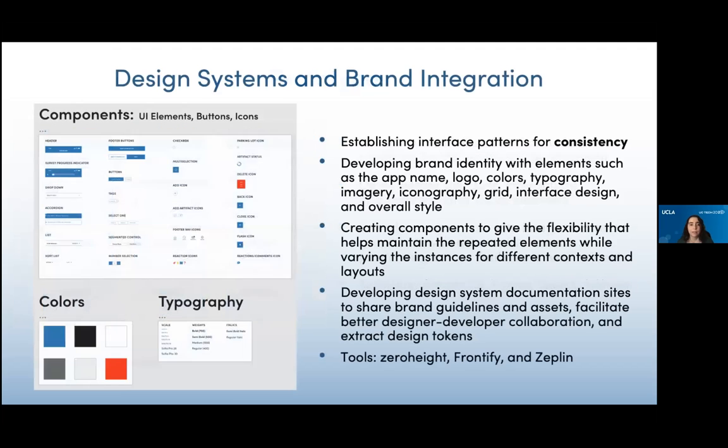Now we can organize these design specs into what are called design systems. And design systems are a great way to establish interface patterns for consistency. And they can include things such as colors, font styles, and components. And components are all of the UI elements, buttons, icons, and any interactive elements that are being used in the app. And they really can create a lot of flexibility to help maintain the repeated elements in the layout.